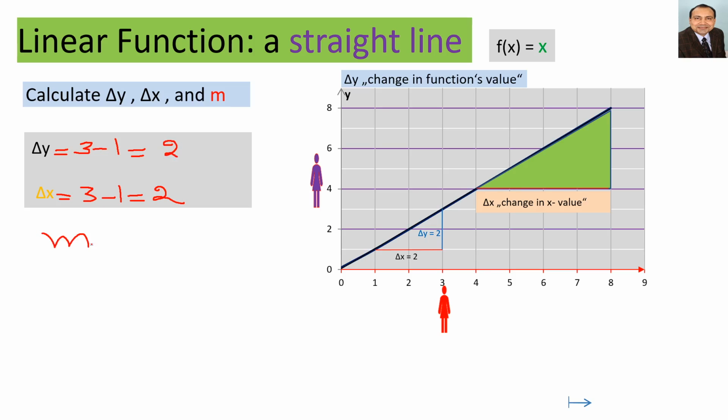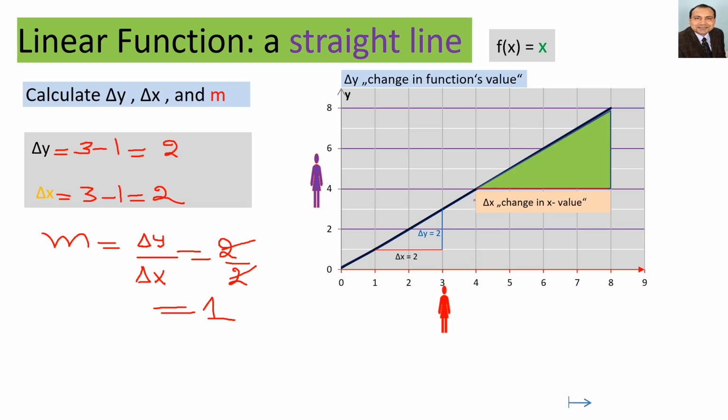m equals the change in y divided by the change in x, delta the change. So this equals 2 divided by 2, which equals 1. For the interval 1, 2, 3, you have an m value of 1.